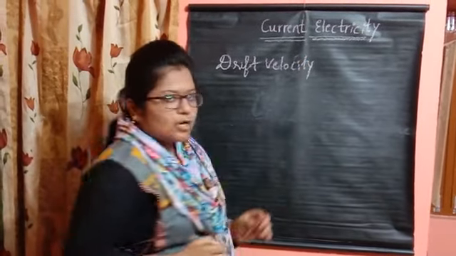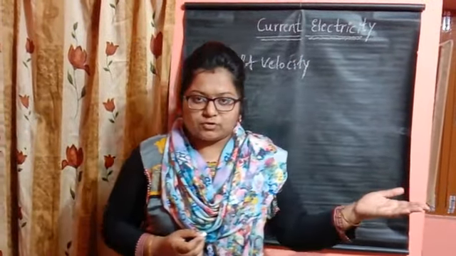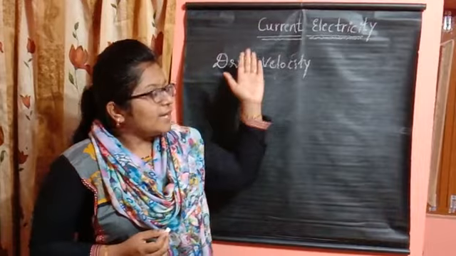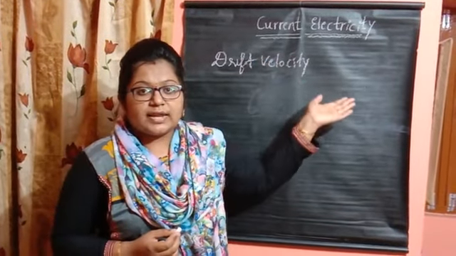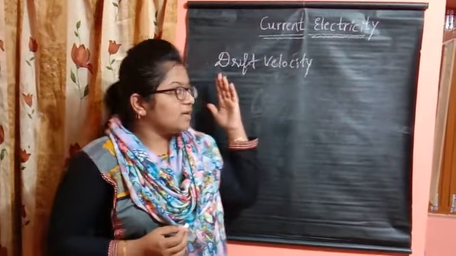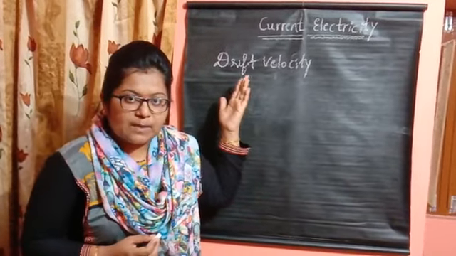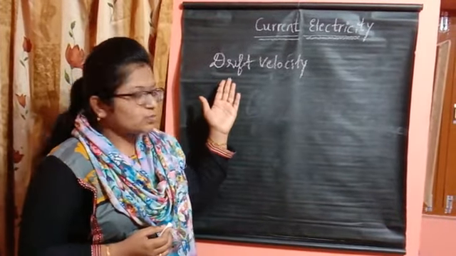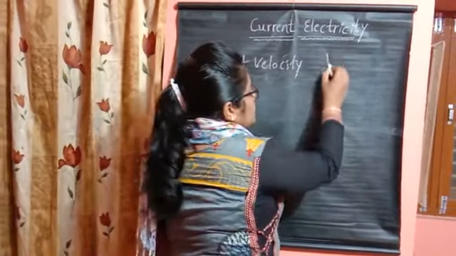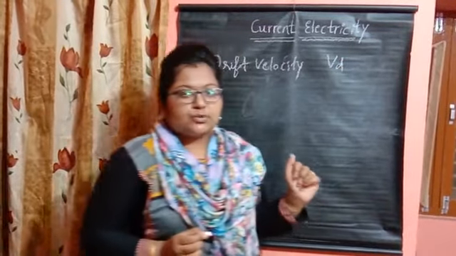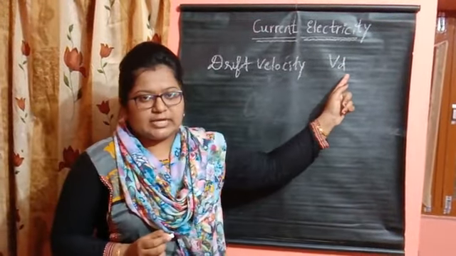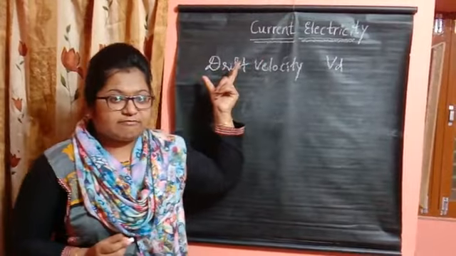The property of moving free electrons, or the property of electricity. When the free electrons are moving in a conductor, they will possess some properties. Among them, we have studied the first one, that was drift velocity, and we have denoted it as Vd. And also we have defined it.